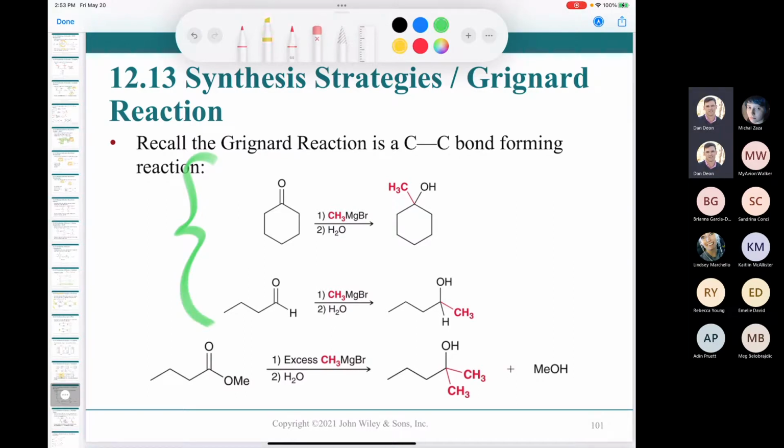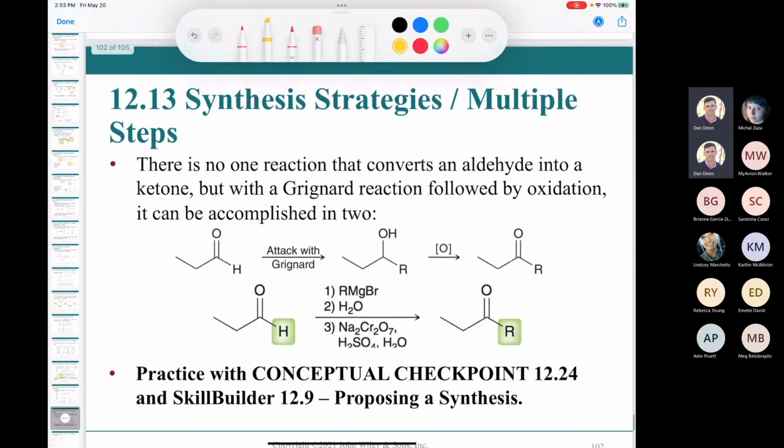Whereas if you react a Grignard with an ester, it adds two equivalents to make a tertiary alcohol. And then it says here, there's no one reaction that converts an aldehyde into a ketone. However, with a Grignard, you can convert an aldehyde into an alcohol and then oxidize that to a ketone. So that's something that's kind of neat, shown right here.